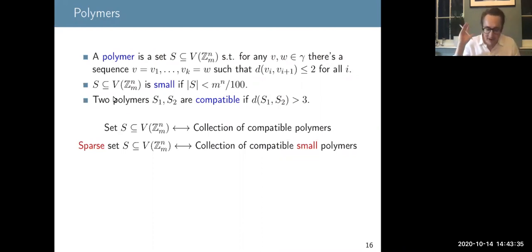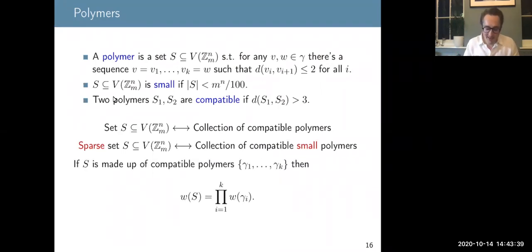What's the point in making any of these definitions at all? Well, it's this nice property that if I have a set S and it decomposes into polymers gamma 1 up to gamma k, then the weight is multiplicative over these polymers. So you can kind of think of these as independent. These weights are independent of each other. So that's the main reason for making these definitions.